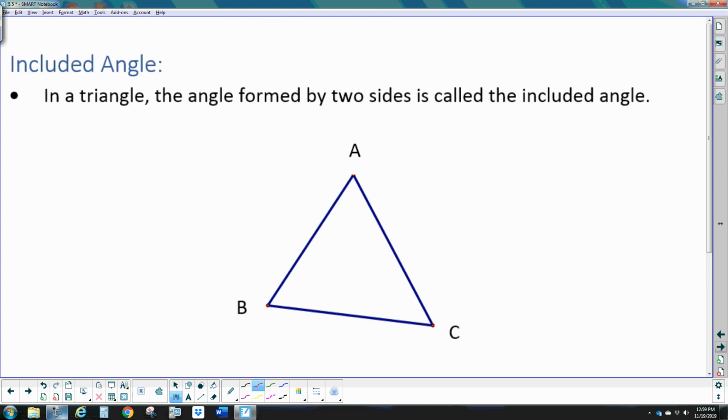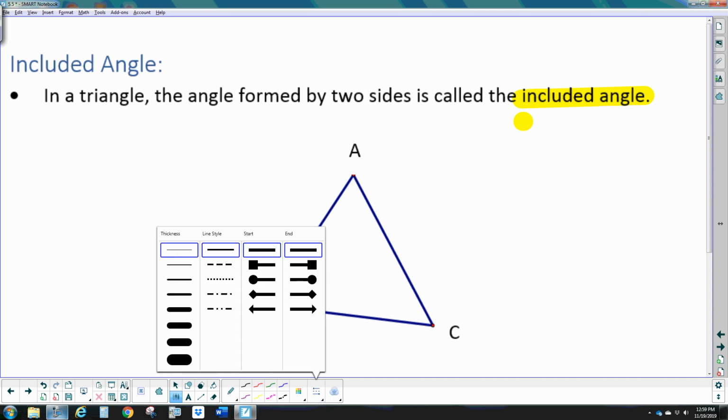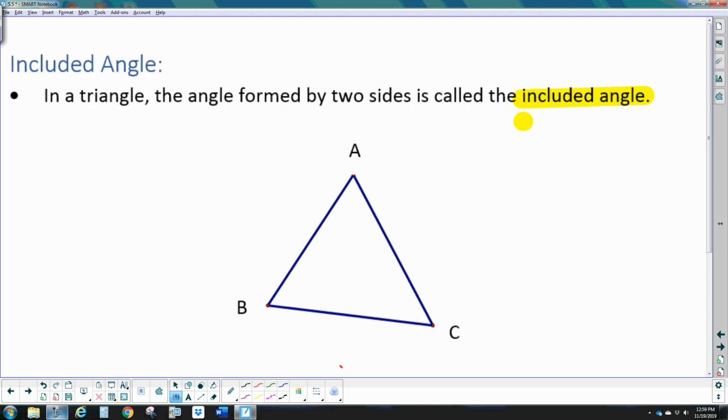Okay, let's look at this next definition. This definition is included angle. An included angle of a triangle is the angle that's formed by two sides. Okay, that's called an included angle. So the first shortcut we looked at was the side, side, side triangle congruent shortcut. The second one is going to include this included angle.